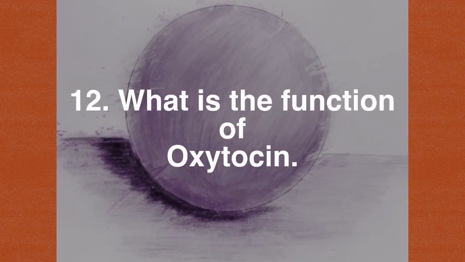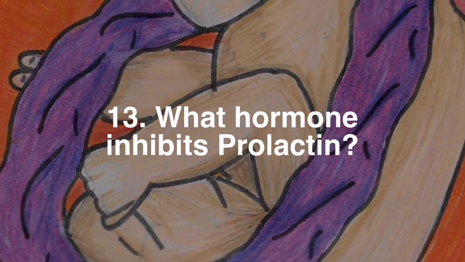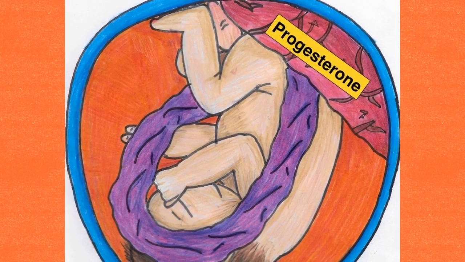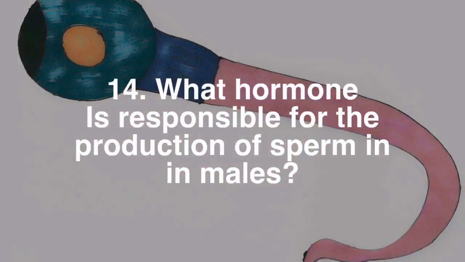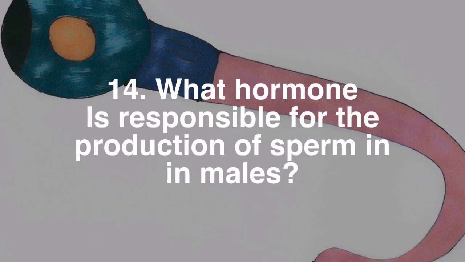What is the function of oxytocin? Oxytocin is secreted by the pituitary gland. It stimulates uterine contractions and it also intensifies those uterine contractions. What hormone inhibits prolactin? It's the hormone progesterone. It inhibits prolactin.